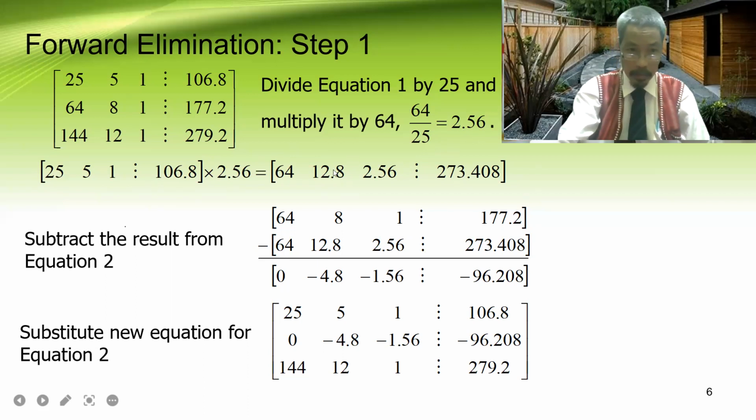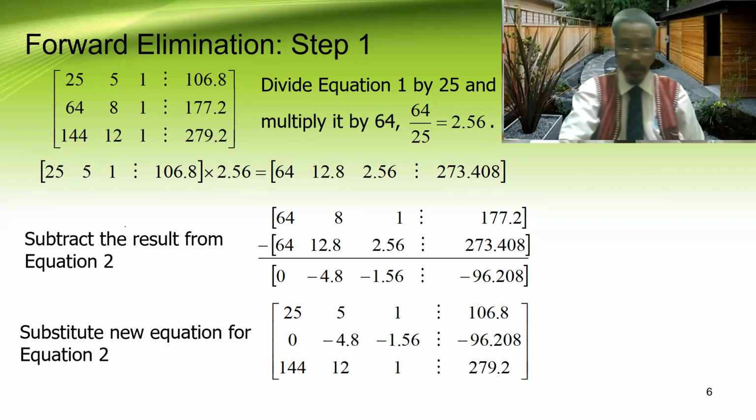So multiply all of this by 2.56. So it will become 64. It will become 5 times 2.56, that is 12.8. And then this one, 1 times 2.56. And then 106.8 times 2.56 is 270.4.